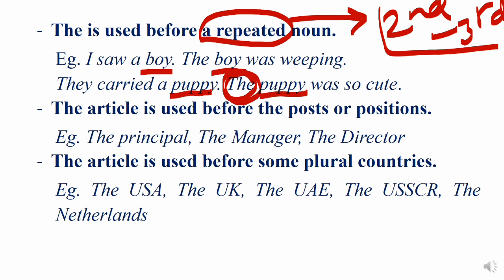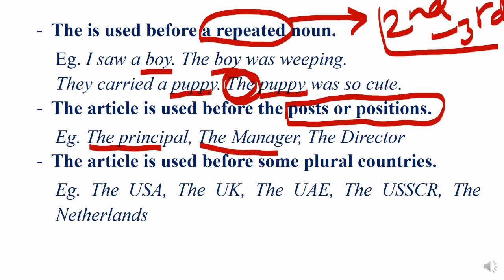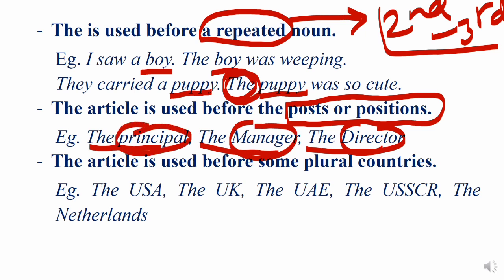The article is used before posts or positions, not before persons. Posts and positions. The principal, for example, the manager, the director. These are posts. Director is a post, manager is a post, principal also is a position. That's why before posts and positions we use the article. Okay, I think you are taking your notes properly.